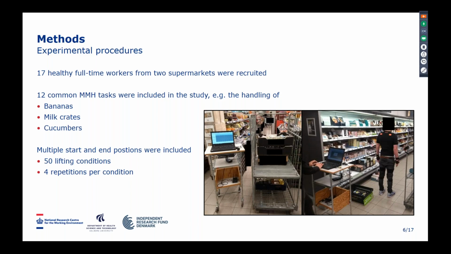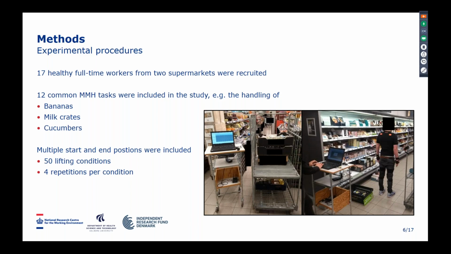And basically, we would start in the morning, follow the subjects around to some pre-planned lifts. So of course, we decided to include 12 common manual materials handling tasks, which are very common in the supermarket sector. For example, that could be the handling of boxes of bananas, milk crates, cucumbers, and then many, many more. Basically, we try to get a wide variety of these different kinds of lifts you can see in the supermarket sector.